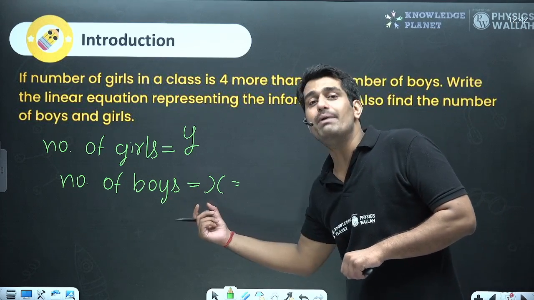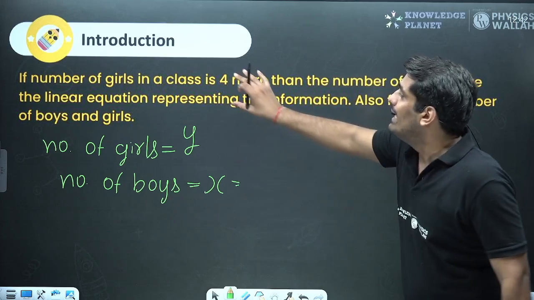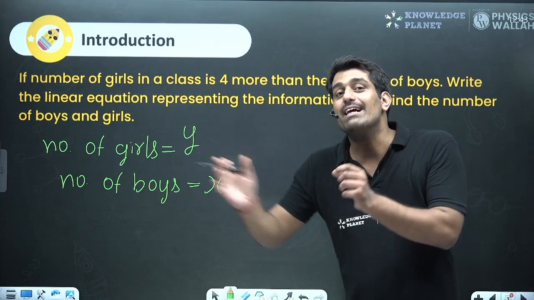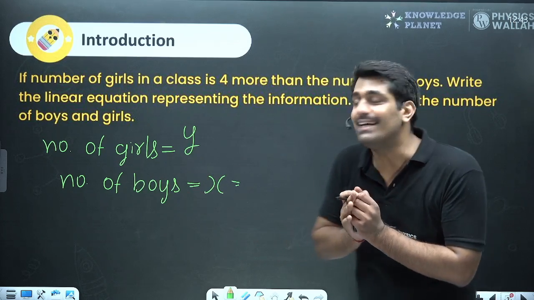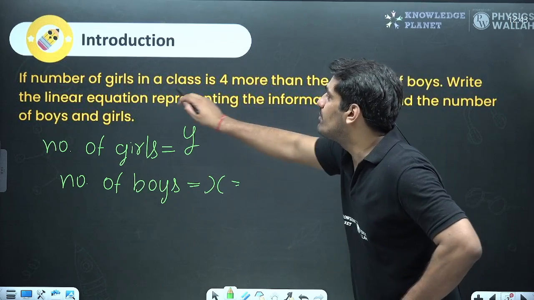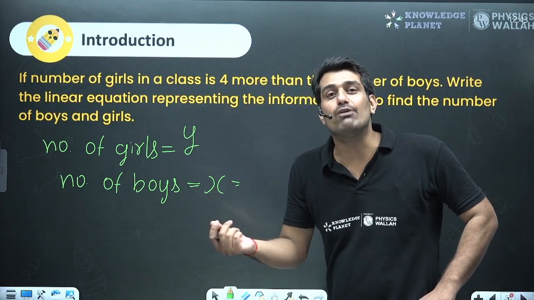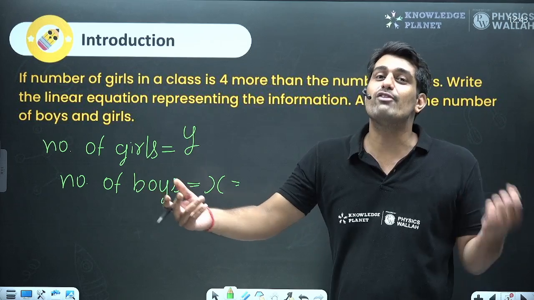Alright, if I assumed it to be x, now what? In terms of x and y, I want to form a mathematical relation. Now, if the number of girls is 4 more than the number of boys, which is the greater quantity? Number of girls or number of boys?